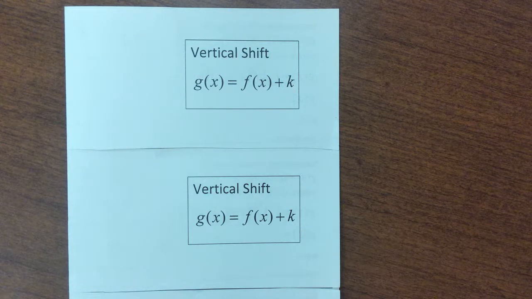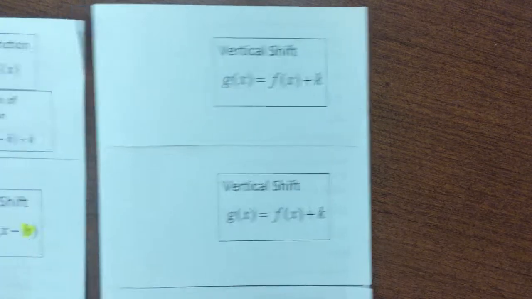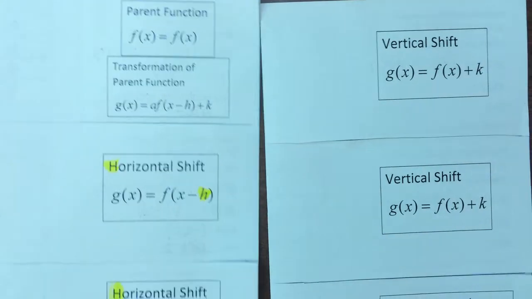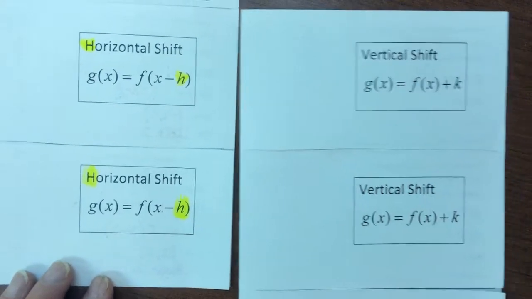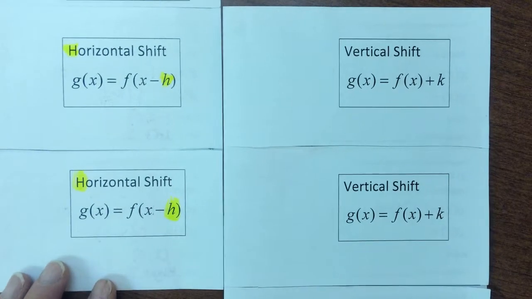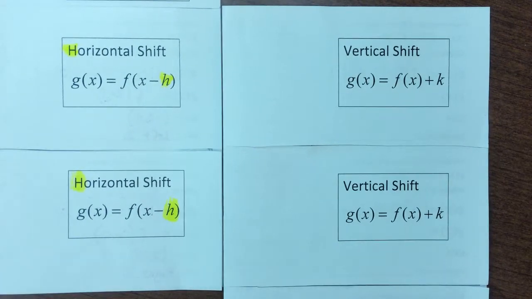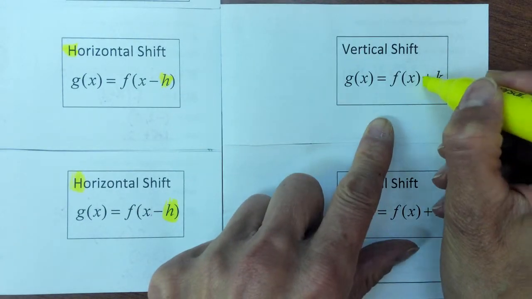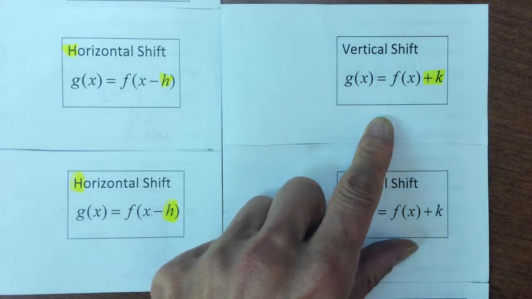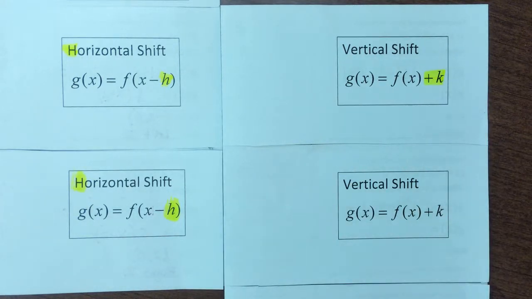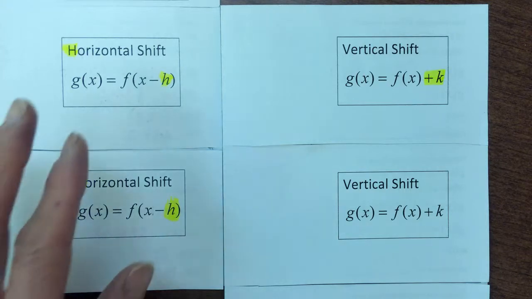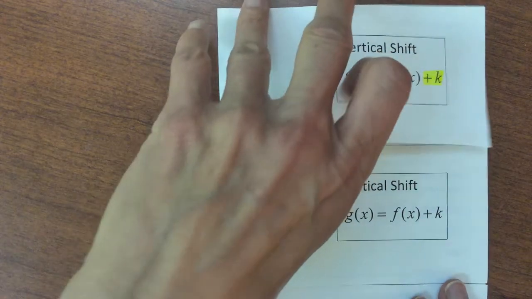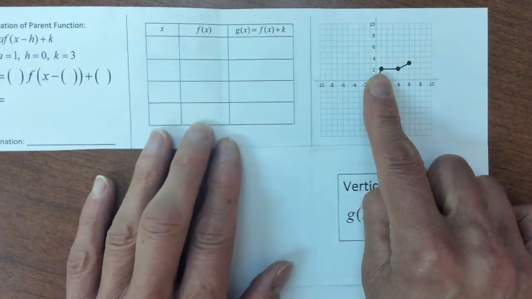Continuing on with transformation of functions, in the previous video we looked at parent functions and we looked at horizontal shift. So we can see here that our vertical shift is slightly different. We notice with our vertical shift, the plus k is on the outside. It's the value of the function, which is the same as y, plus k. So we're going to have the same exact function that we looked at before.